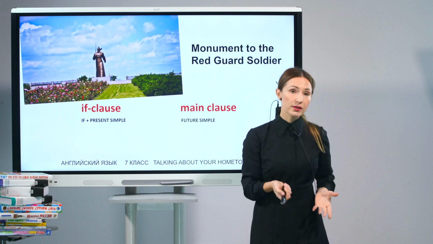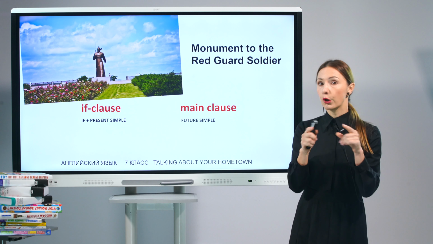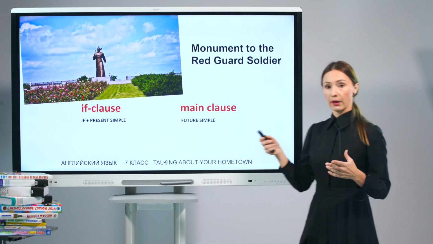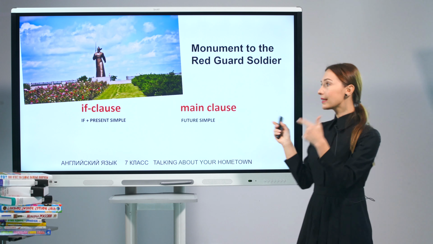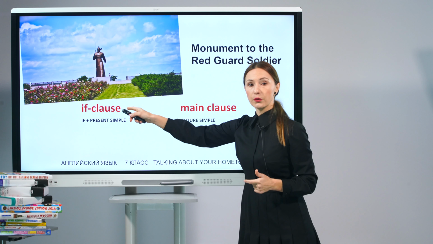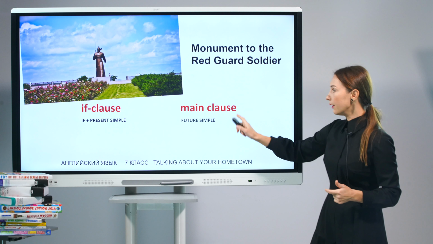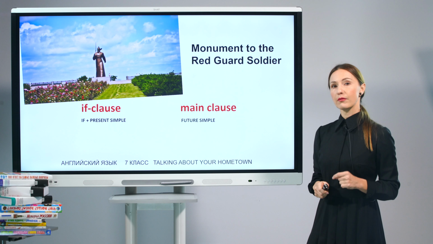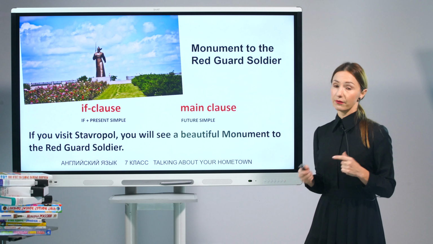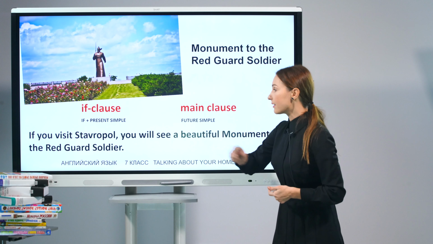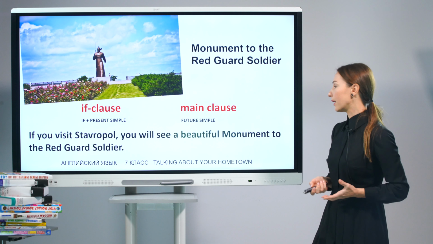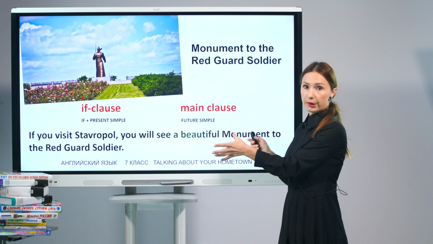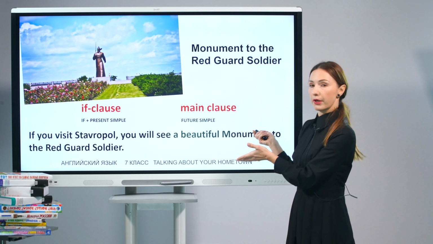So, if you come to Stavropol, you can see a lot of beautiful monuments. Do you remember? We have the monument to the Red Guard soldier. Think of your sentence. Here, you have to use present simple, and here, you have to use future simple. Are you ready? We'll check it. My phrase is, if you visit Stavropol, you will see a beautiful monument to the Red Soldier. Your phrase could be different, but it could also be like my phrase, okay?